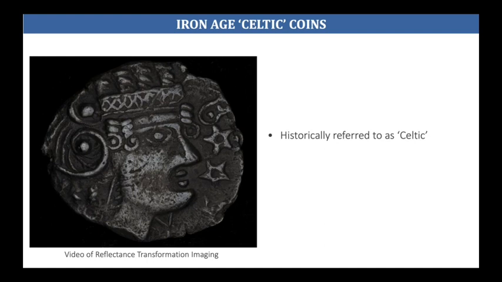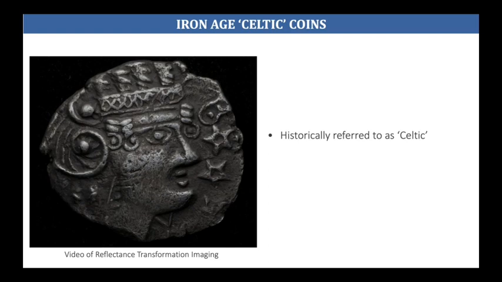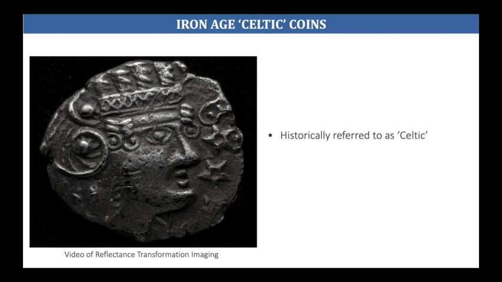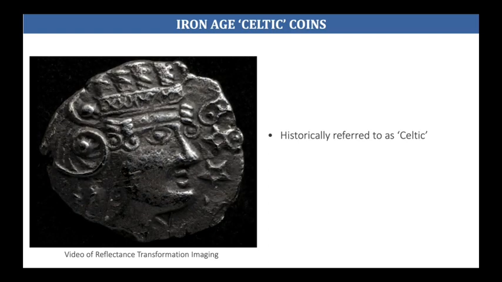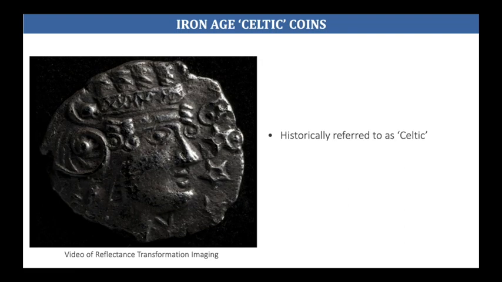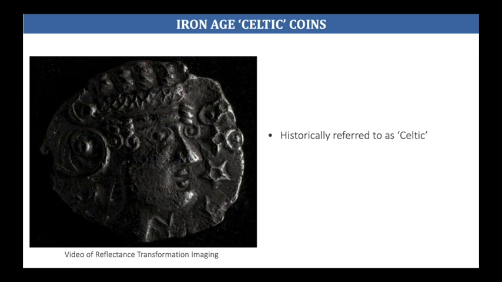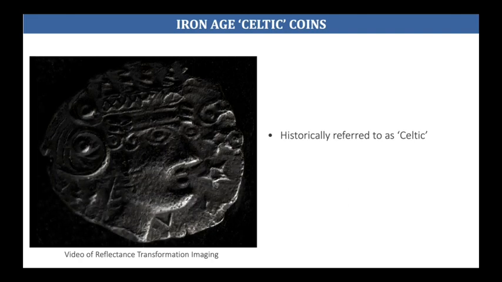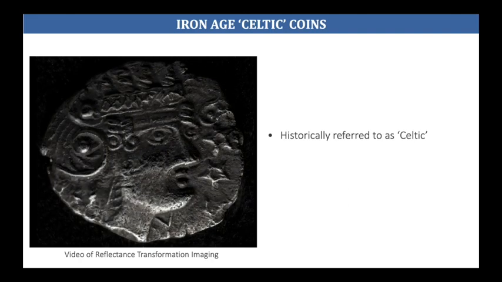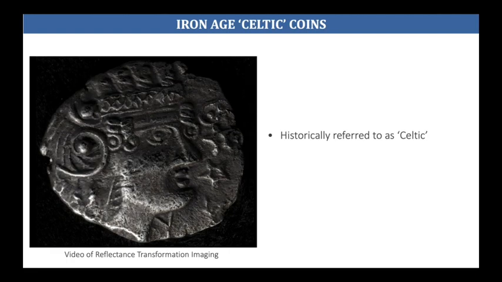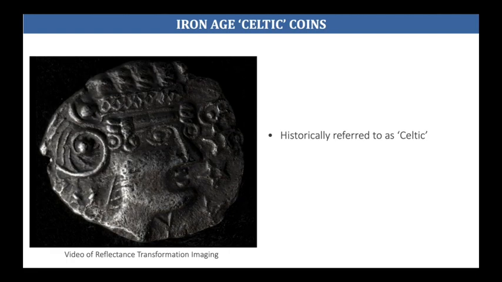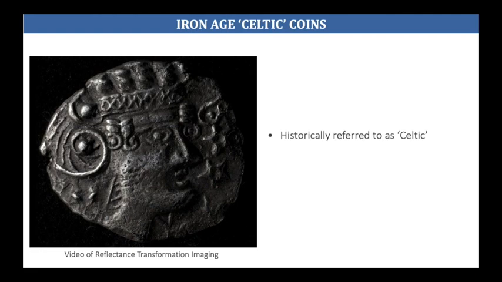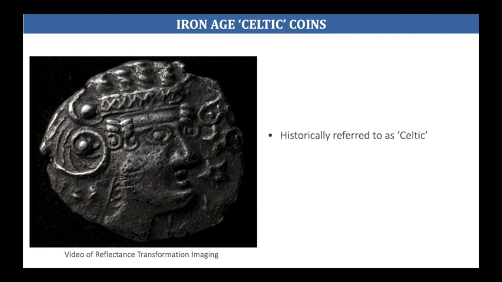The Iron Age in Britain was a period of social change, from shifts in communal identities to increasing foreign influences. This is clearly evidenced by developments and innovations in technologies and material culture. The Iron Age was also the period in which the first coins appeared, which were historically referred to as Celtic coins. They feature ornate imagery and complex designs, as you can see in this video.